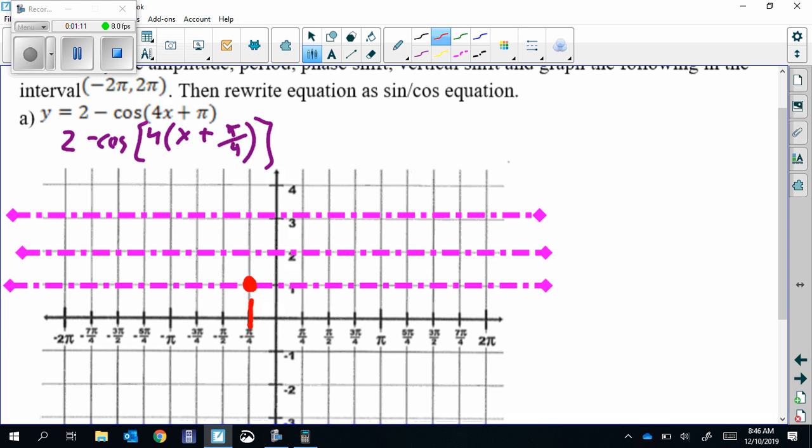And then b is 4. So our period is 2 pi over b. 2 pi over 4 reduces to pi over 2. It's going to do its entire cycle in a width of pi over 2.